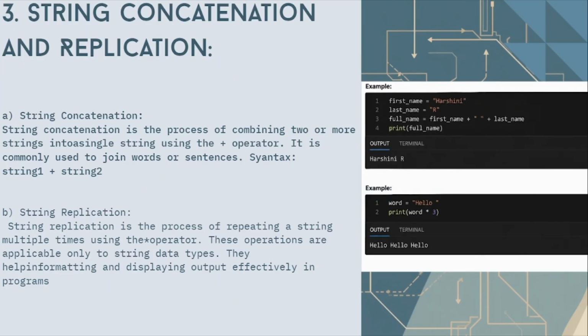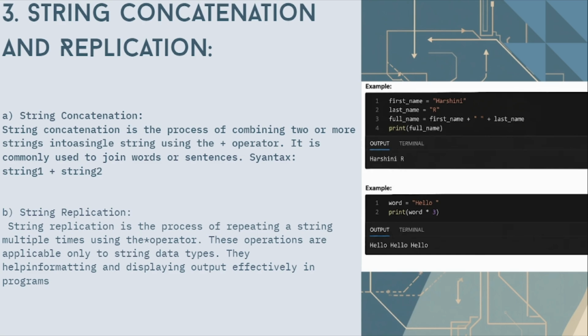Next we have string concatenation and replication. So what is string concatenation? String concatenation is the process of combining two or more strings into a single string using the plus operator. It is commonly used to join words or sentences. It is basically a process to combine two or more strings.